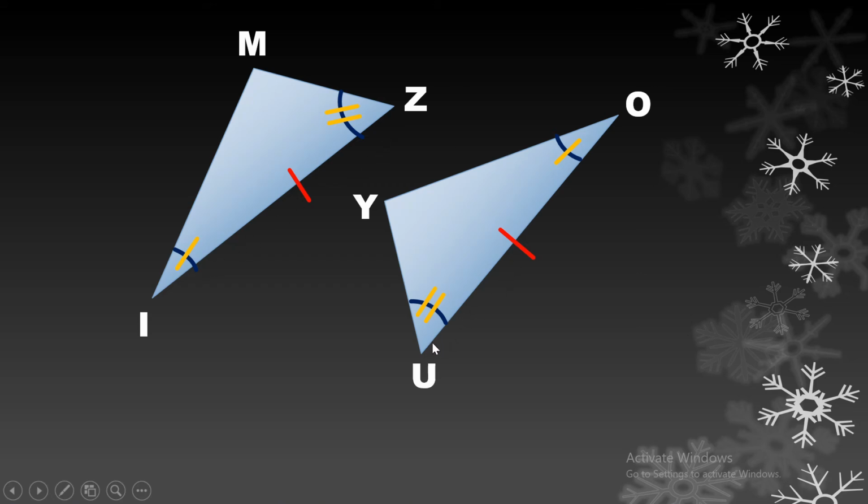And for the second triangle, we have angle O and angle U. Therefore, the included side is side OU. So with the ASA congruence postulate, we can now prove that those two triangles are congruent. ASA: angle, included side, and another angle. Let us have more examples.